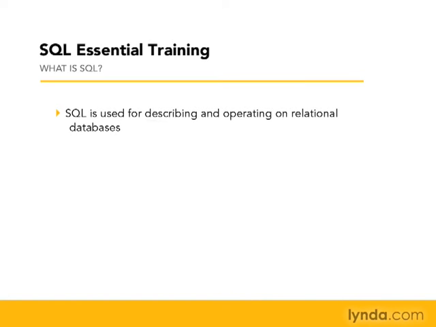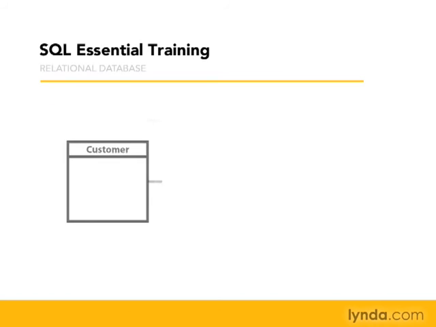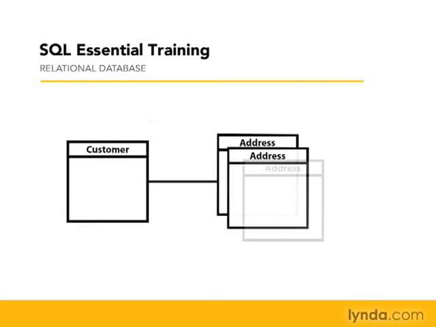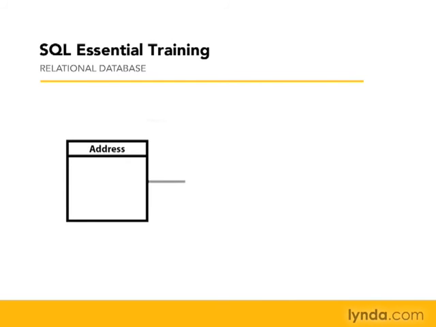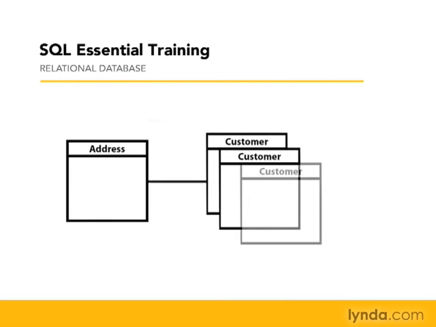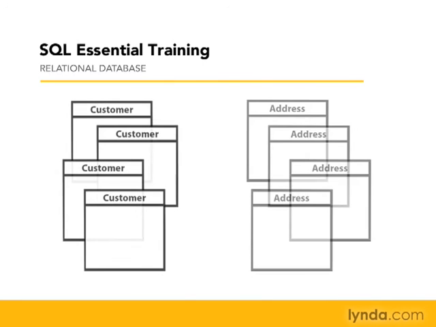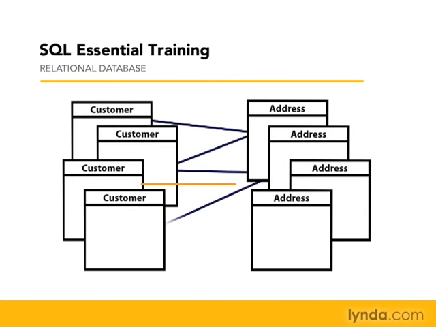For example, a database may have a table of customers and a table of addresses. A single customer may have more than one address. Also, a single address may be used for more than one customer. A relational database has facilities for handling these relationships, and SQL was designed to use these features.